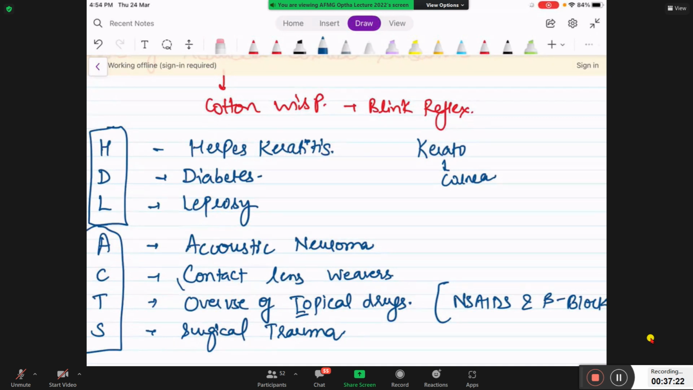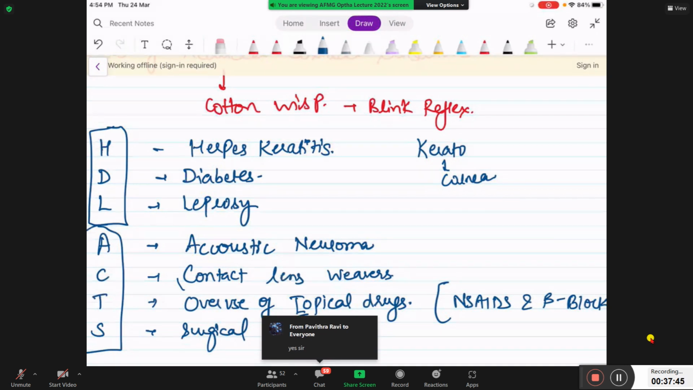Steroids also cause glaucoma. Yes, steroid-induced glaucoma is there. We will discuss it later in glaucoma. This much is clear. Reduced corneal sensations. Yes or no? Ping me in the message box if it is clear. Shall we move on?